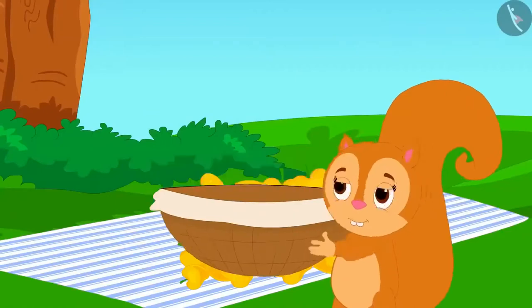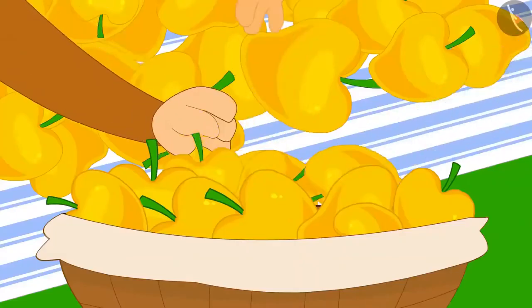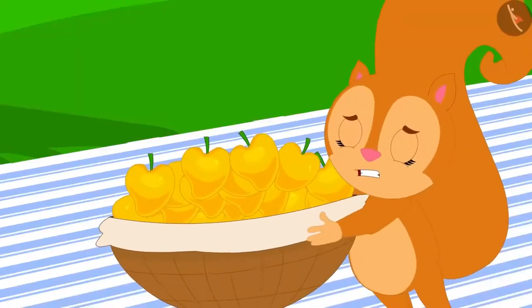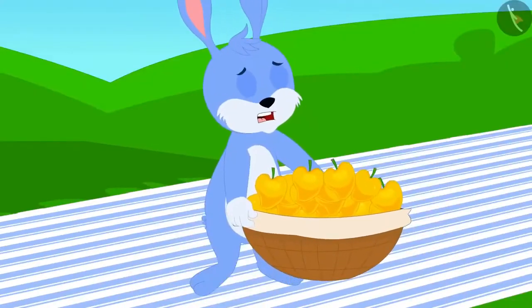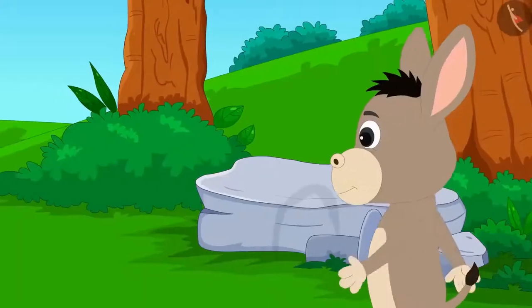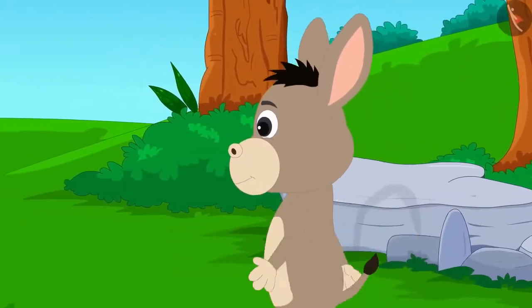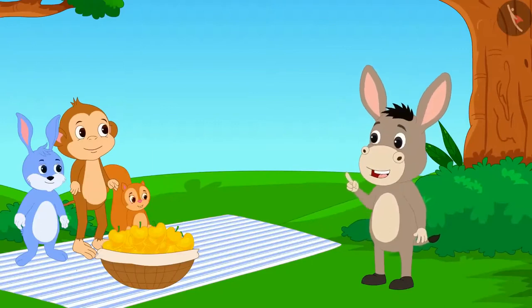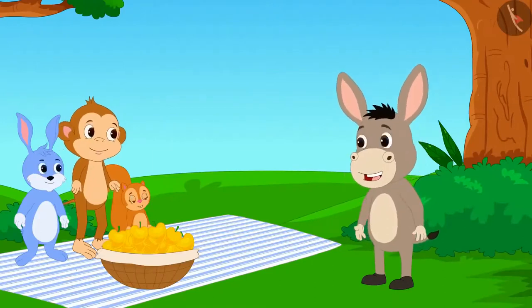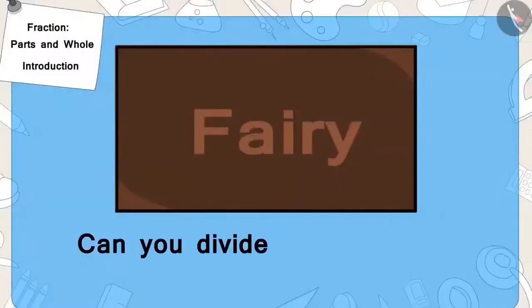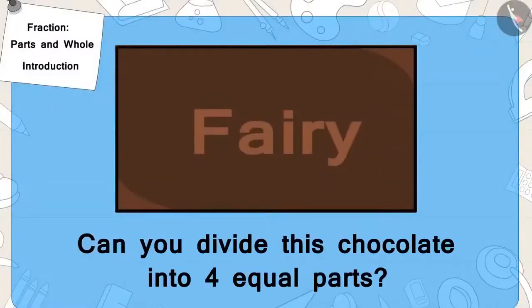Chanda also agreed and filled all the mangoes in the basket. But when they tried to lift the basket, it was too heavy and none of them were able to lift it. Just then, Bhola the donkey was passing by. Once again, Bhola also decided to help, and in return, he too asked for an equal share of chocolate for himself. Now, can you divide this chocolate into 4 equal parts?